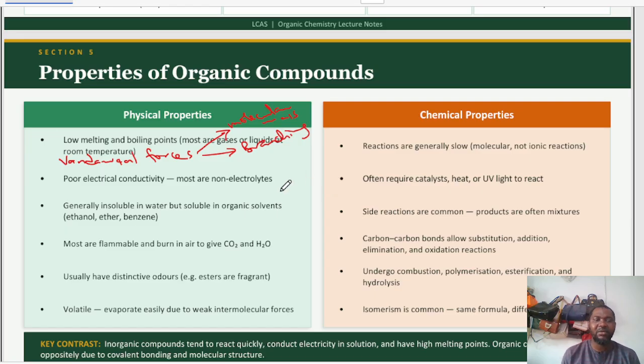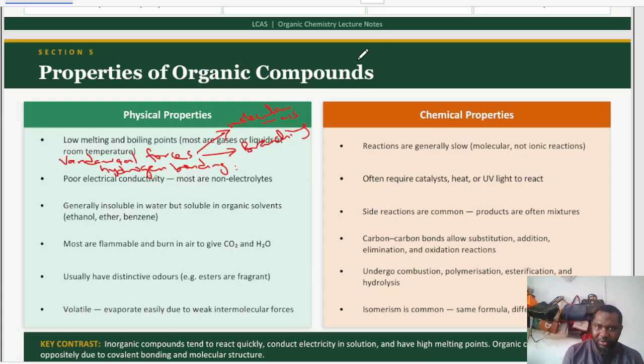Then the second factor that affects boiling point in organic compounds, but not for all of them, is what we call hydrogen bonding. Not all organic compounds exhibit hydrogen bonding. Compounds like ethanol and carboxylic acids exhibit hydrogen bonding, which makes their boiling points much higher than normal. So whenever you are told that an organic compound has a much higher boiling point than normal, just know that the reason is hydrogen bonding. But generally, it is van der Waals forces. Some of them, especially, have hydrogen bonding.